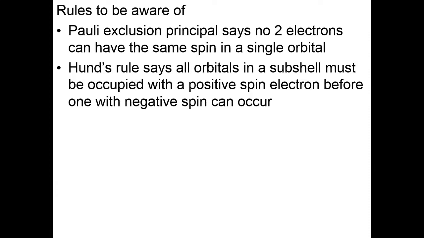Impossible. So don't do it. Hund's rule says that all orbitals in a subshell must be occupied with a positive spin electron before one with a negative spin can occur. What does all this mean in English?